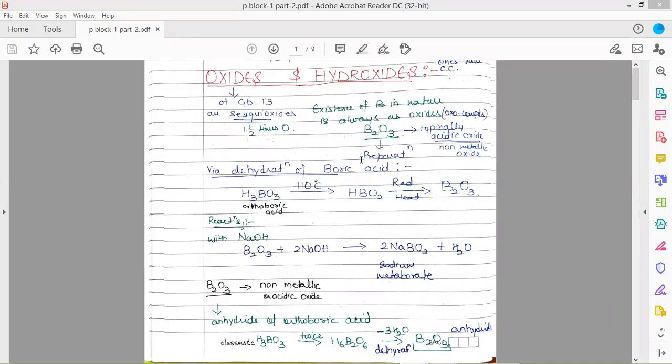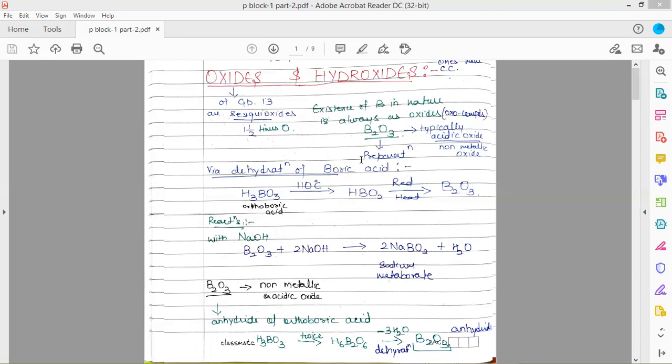So in continuation with our discussion of p block elements, we are going to discuss today the oxides and hydroxides and the oxy acids of group 13 elements. This is the third video for the p block elements unit 1 where we were discussing the group 13 elements. We have already discussed the general properties, the trends of different properties in the periodic table for group 13, and we have discussed the hydrides. Now we are going to discuss the oxides and hydroxides of group 13.